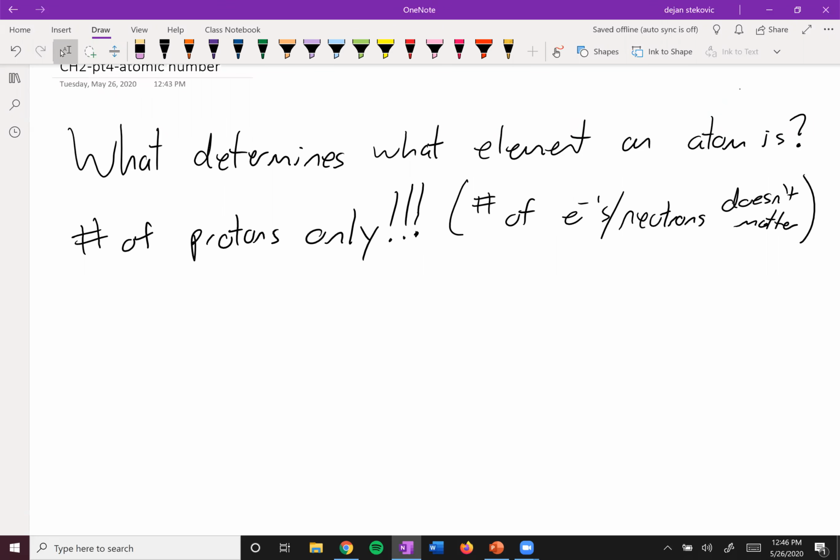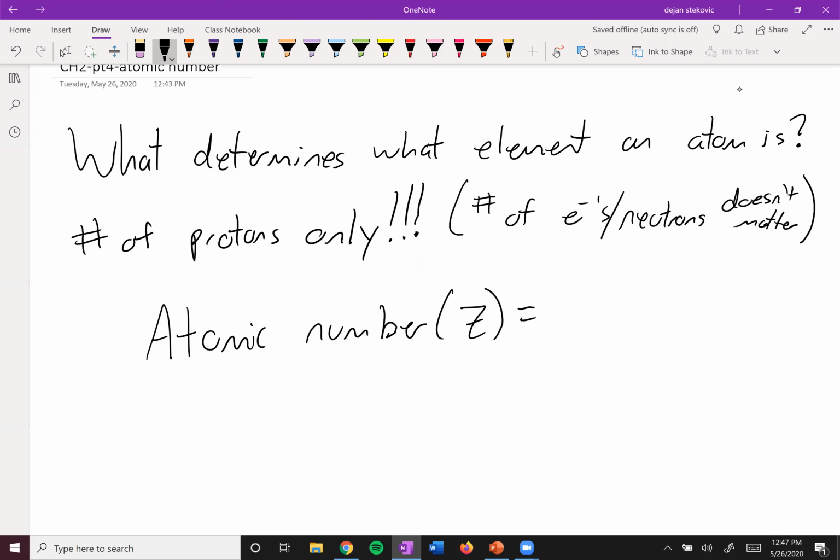And so we give the number of protons a special name and a special symbol, and it's called the atomic number. It gets the symbol Z, and the atomic number is equal to the number of protons.